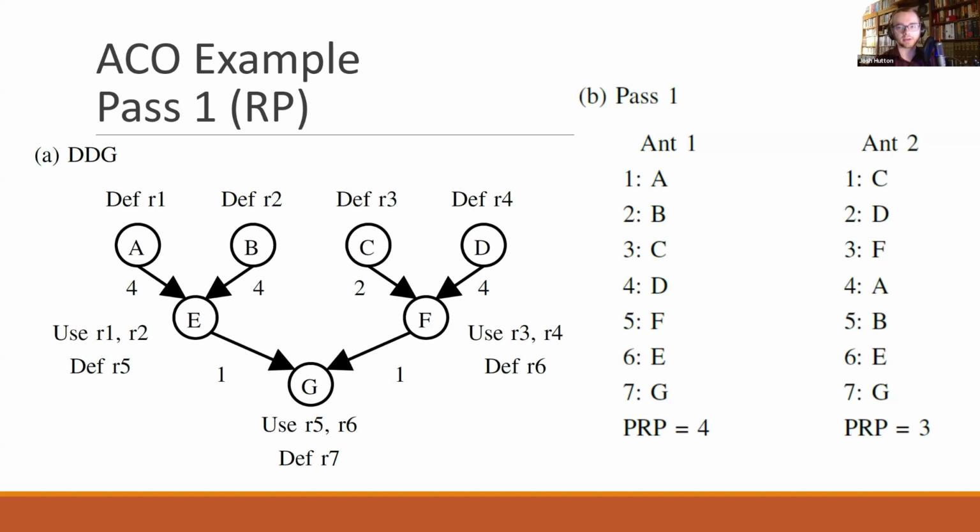In our actual algorithm, we'll have thousands of ants running in parallel for multiple iterations, but for this example, we're only looking at 2 sample schedules and 1 iteration. Ant 1 has selected 4 instructions that all define a register and use none, instructions A, B, C, and D.